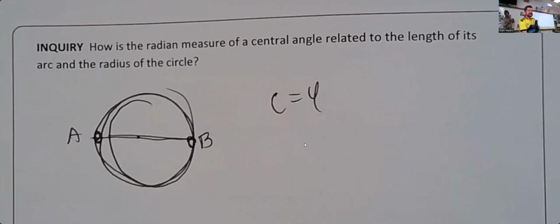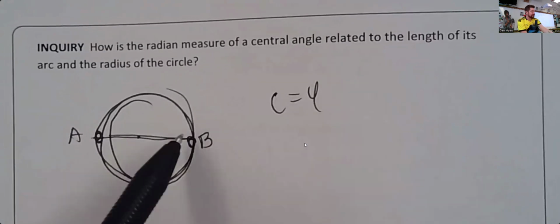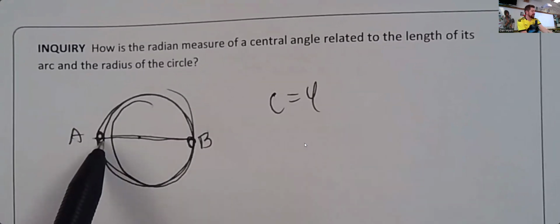How much of a circle is a semicircle? Half. So the distance between A and B would be what? 2. Yeah, because all the way around is 4. So halfway around would be 2, because 2 is half of 4.